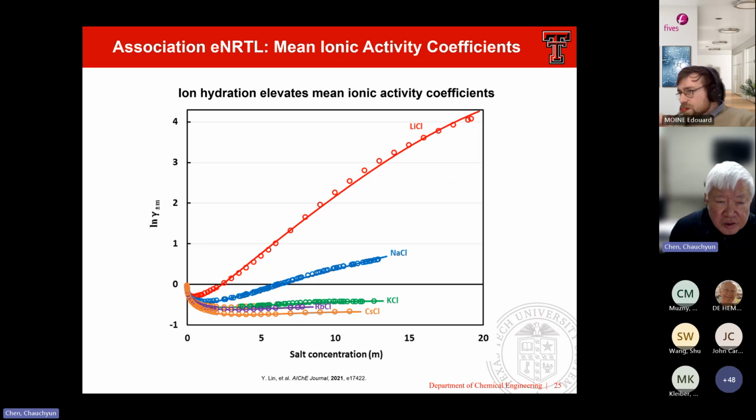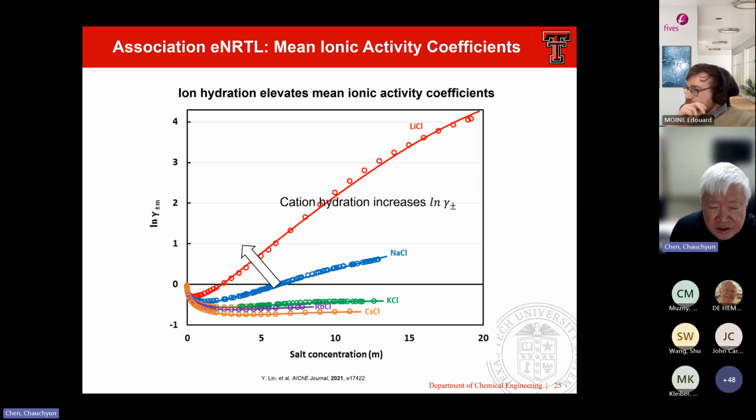So let's look at what ion hydration means to us. Let's look at the chloride electrolytes with different cations: lithium, sodium, potassium, rubidium, and also cesium. Of course, we know lithium has the highest ionic strength, and it shows the highest gamma value. Cesium has the weakest one because it's the larger species. It has the lowest mean ionic activity coefficient. So that tells us that as hydration increases, gamma goes up.